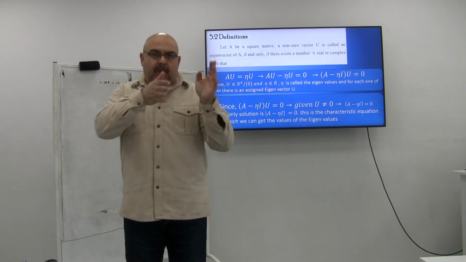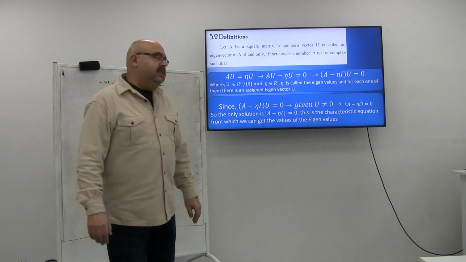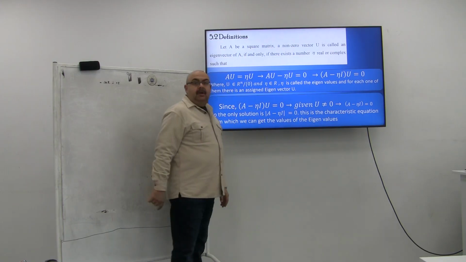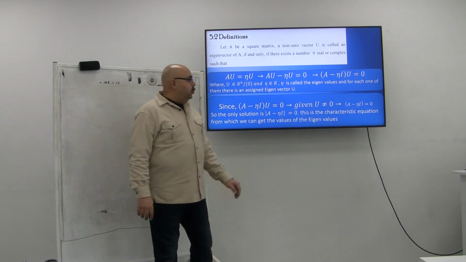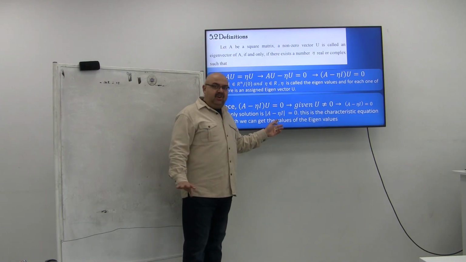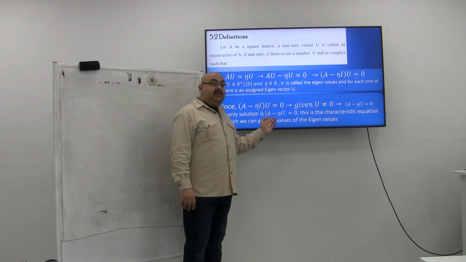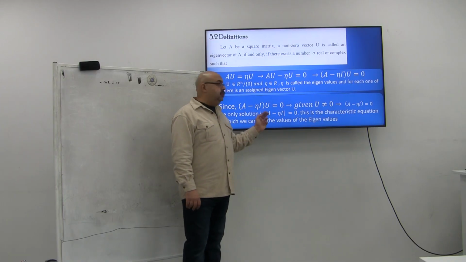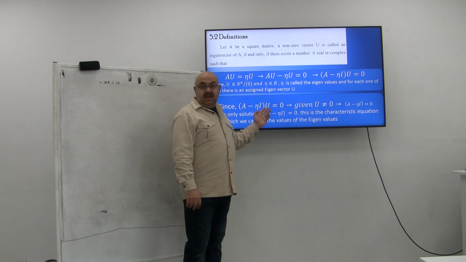So once more, bottom line, the steps. Step 1: I will start with getting the characteristic equation, and then I will solve it. What's the unknown in this equation? Eta. I will be able to find it. You will see, it's very, very simple. Once you get the values of eta, they are called the eigenvalues. Step number 2: I will take this value of eta and substitute in this system of equations. I will solve this system in order to get the value of u, which is the eigenvector.